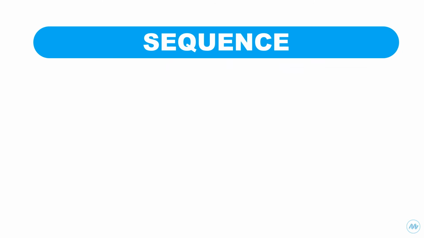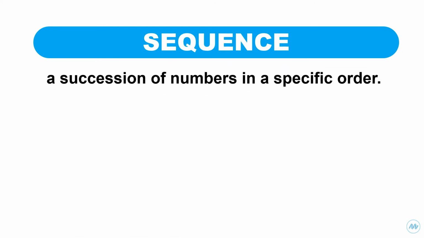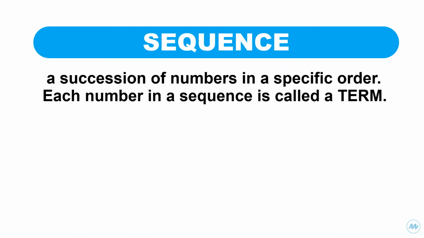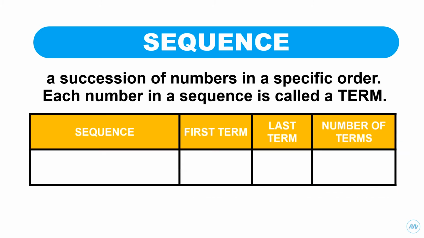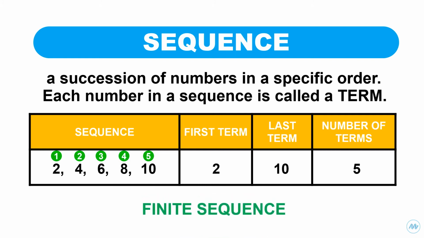In general, a sequence is a list of numbers in a specific order. Each number in a sequence is called a term. In the sequence 2, 4, 6, 8, and 10, the first term is 2, the second term is 4, the third term is 6, the fourth term is 8, and the last term is 10. There are 5 terms in the sequence. Since the number of terms is determined, the sequence can be described as a finite sequence.